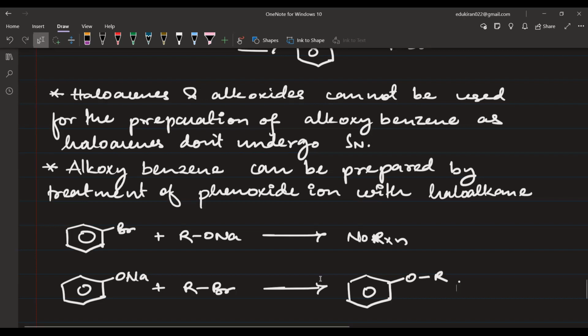Done, everyone? Yes or no, please tell me. So Williamson ether synthesis is a very important topic. Most of the questions asked in CBSE from this portion, that is ethers, have always been from the Williamson ether synthesis. So we'll do some questions here. Please let me know when you're done.